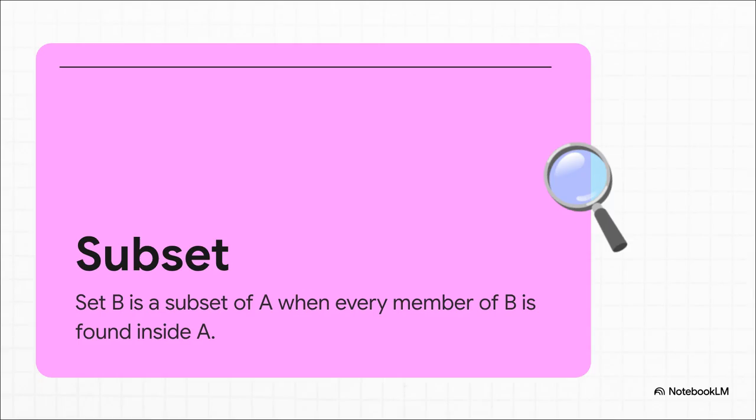Next up is the concept of subsets, which uses the sideways U symbol. Set B is a subset of set A when every single member of B is also found inside A. Think of it like a smaller group nested entirely inside a bigger group. For example, if set A is all numbers and set B is prime numbers, then B is a subset of A. Visually, you draw this as a smaller circle sitting completely inside a larger circle.